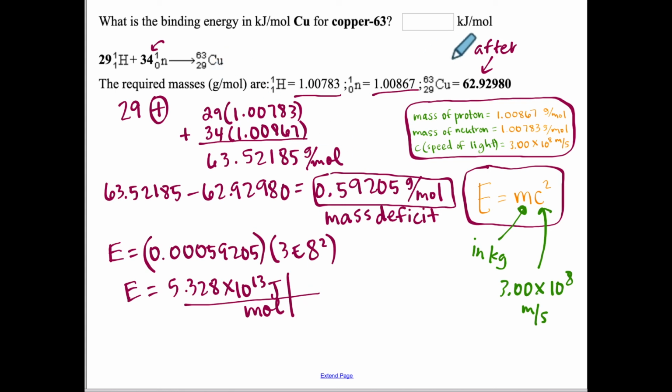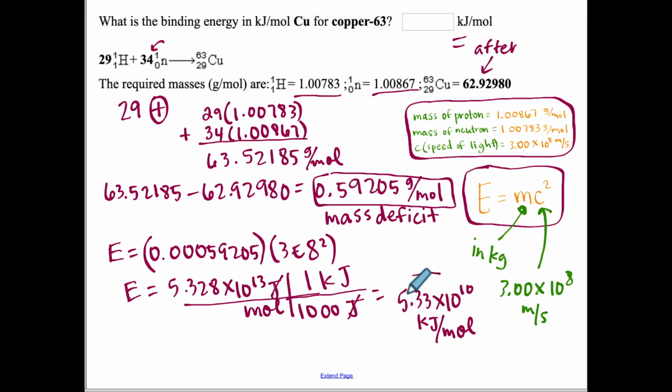Now the answer wants kilojoules per mole, so we have to convert joules to kilojoules. 1,000 joules are in 1 kilojoule. Joules cancel, so we multiply by 1,000, and we end up with 5.33 times 10 to the 10th kilojoules per mole for our binding energy.